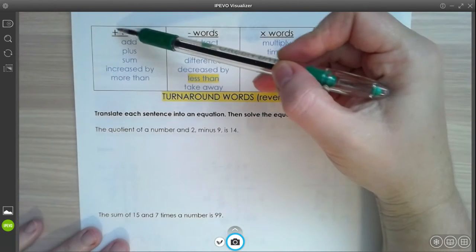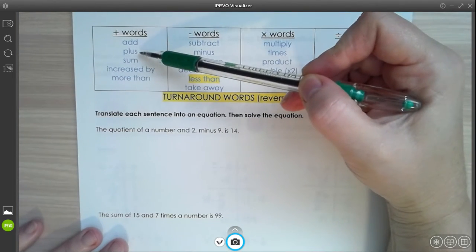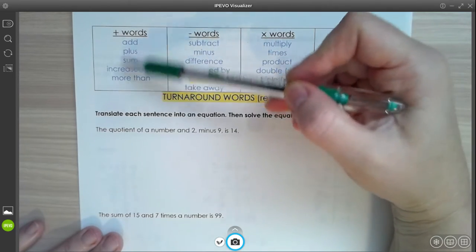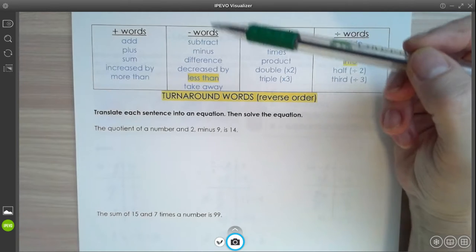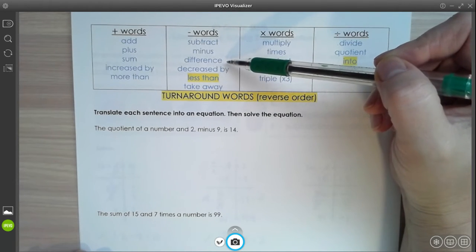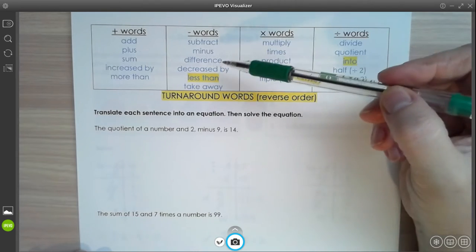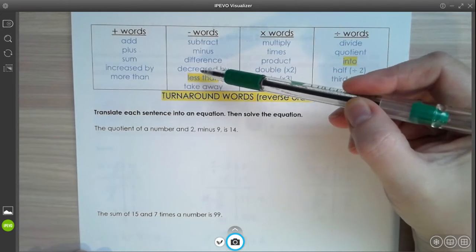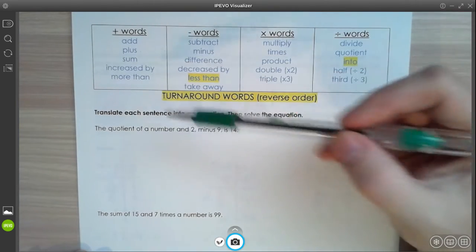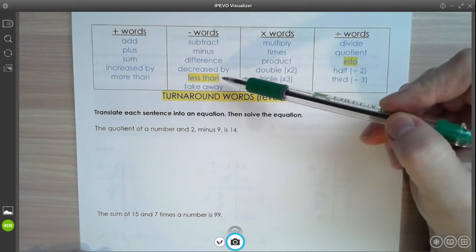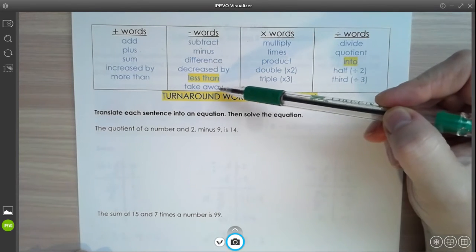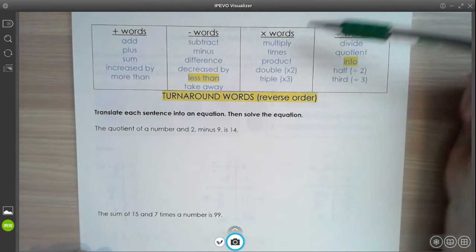Okay, so words that mean this symbol would be add, plus, sum, increased by, or more than. These are trigger words for the word plus, okay? So subtraction, we've got subtract, minus, the difference is the answer to a subtraction problem. If we have increased by here, we have to have decreased by over here because these two operations are opposites. If we have more than here, we're going to have less than here. I'll talk about why that is highlighted in a second. Okay, and then we also have takeaway.